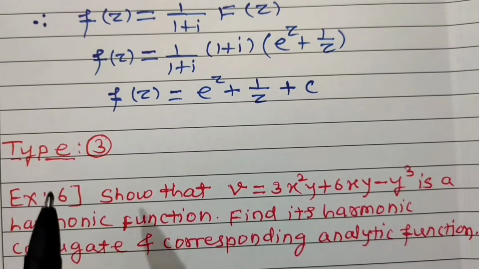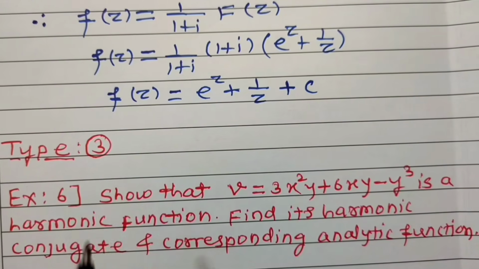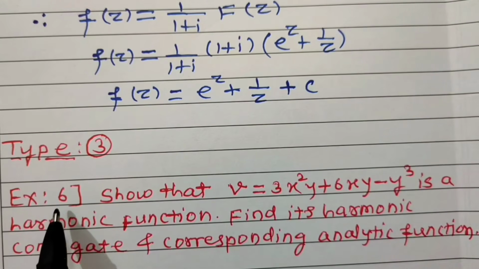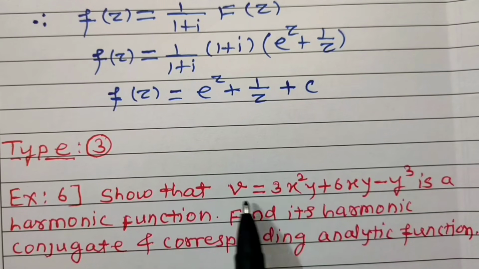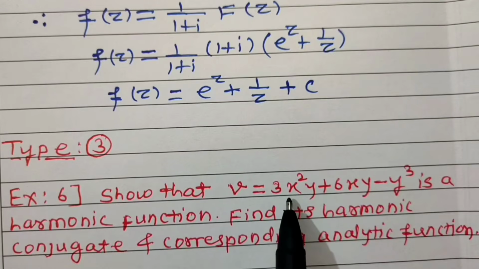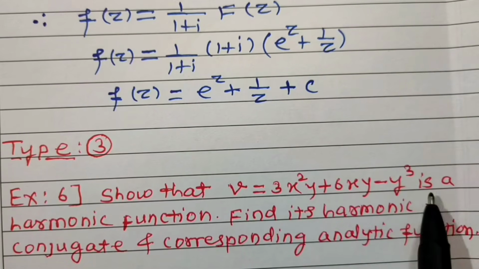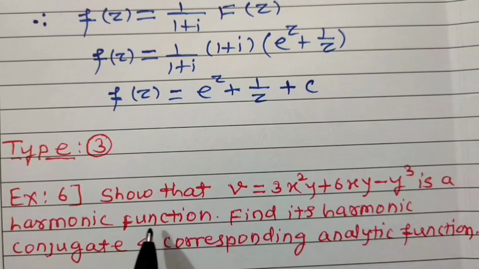Now we have to solve problems of type number 3. In this type, we have to solve such types of sums. Example number 6. Show that v is equal to 3x square y plus 6xy minus y cube is a harmonic function. Find its harmonic conjugate and the corresponding analytic function.